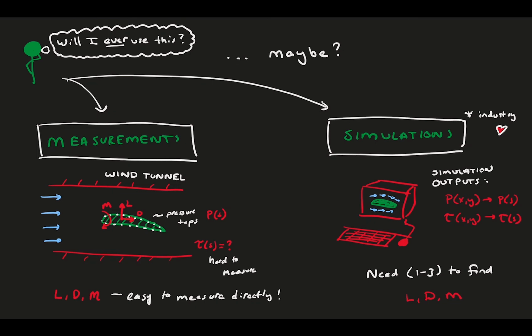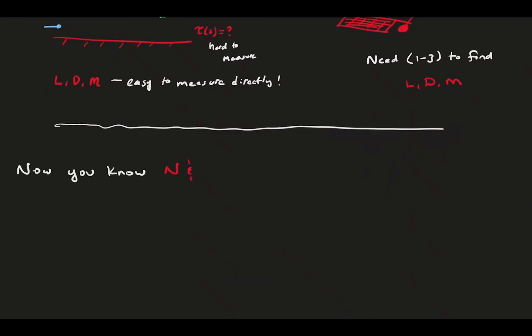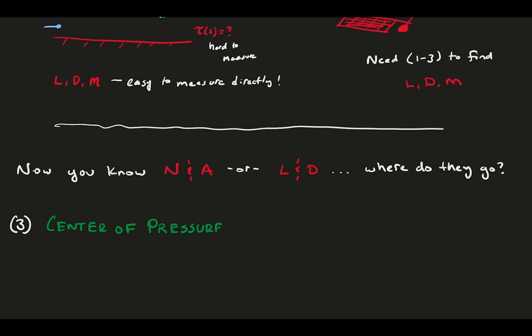So, the conclusion is, with the popularity of CFD, I think it's fair to say that you might find yourself needing this stuff. Now, you have calculated your two forces N and A with your fancy new equations. But where do they go? As of right now, they are just arbitrary floating forces with no home, but in reality, they're centered about a point on the foil. This point is on the chord line and is at the center of pressure.